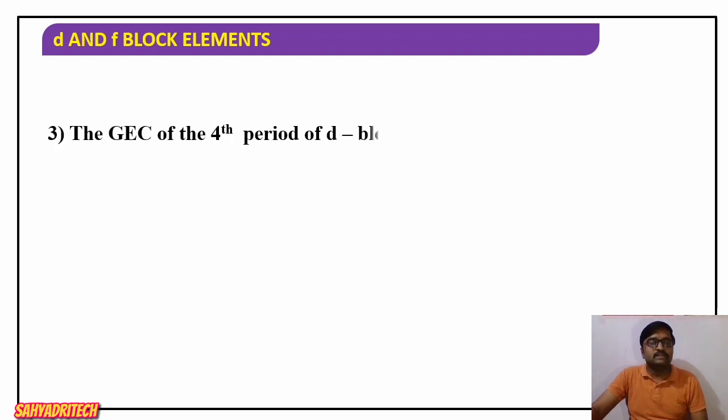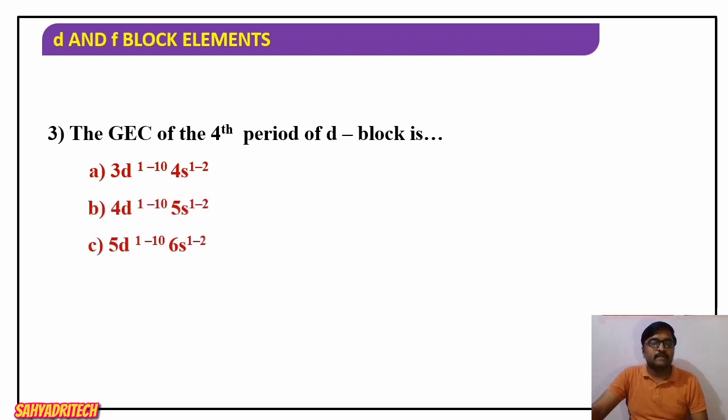Next one: the general electron configuration of the fourth period of a d block. Fourth period means the 3d series. The options: 3d 1 to 10, 4s 1 to 2; next option, 4d 1 to 10, 5s 1; 5d 1 to 10, 6s 1 to 2; then 6d 1 to 10, 7s 1 to 2. What is the answer? 3d 1 to 10, 4s 1 to 2 is the right choice.